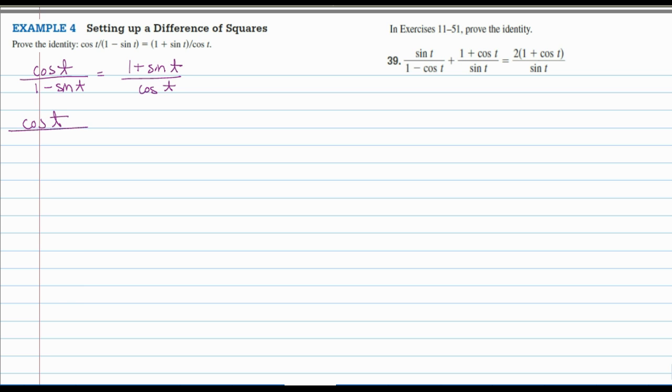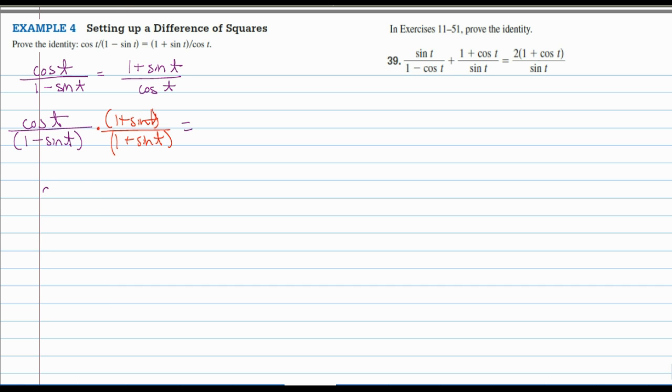So I'm going to leave the numerator, 1 minus sine of t in the denominator, and now I'm going to just multiply by 1 plus sine of t over 1 plus sine of t with my equal sign. Now, I have not changed the value of this at all. I have multiplied by something over itself, which is 1. I haven't changed this, I've just kind of unsimplified it.